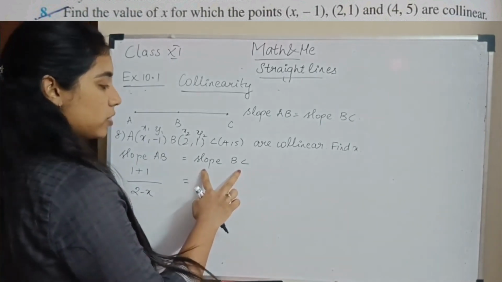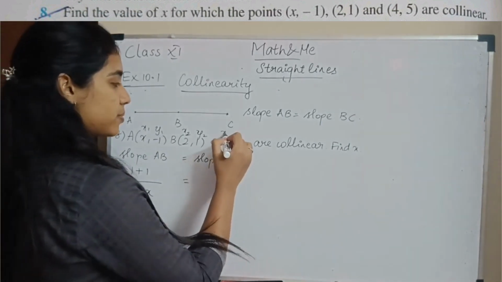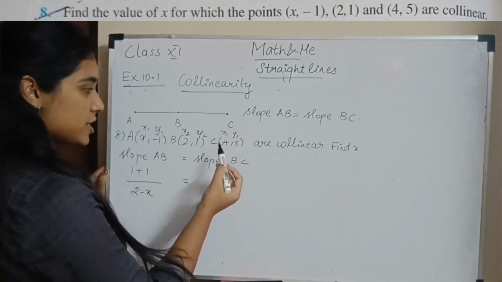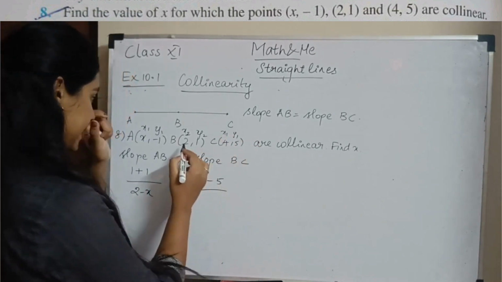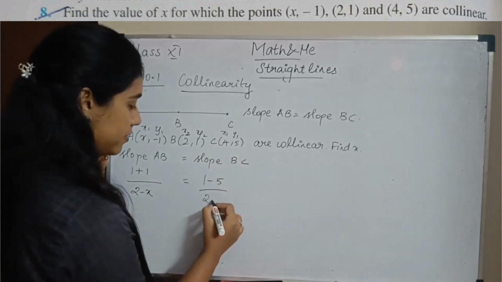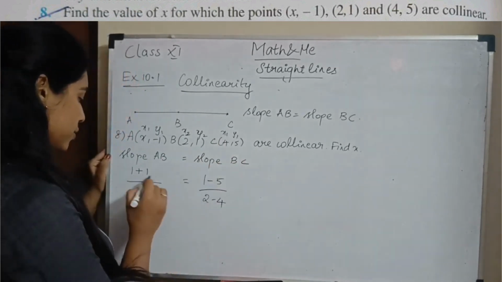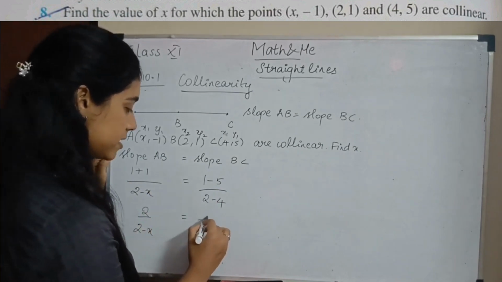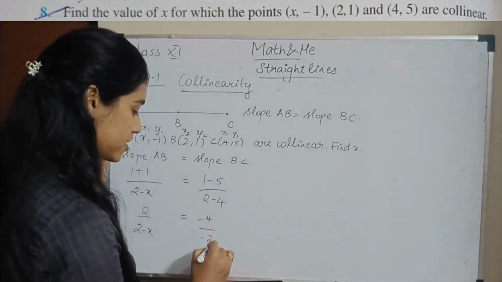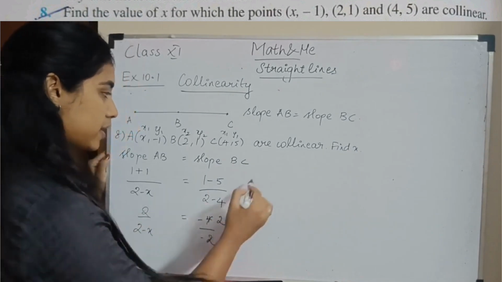Now what is the slope of BC? You have this to be your x1, y1. So you have y2 minus y1 over x2 minus x1, so you have 2 minus 4. What do you have? 2 divided by 2 minus x equals minus 4 divided by minus 2. So this gets cancelled. This becomes 2.